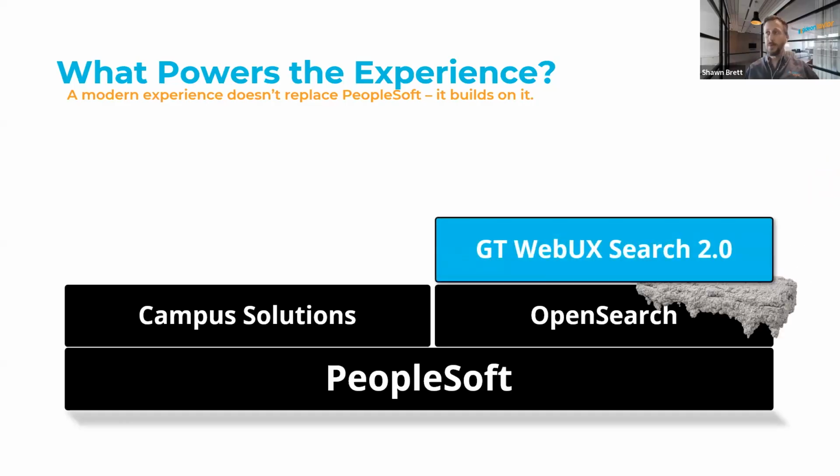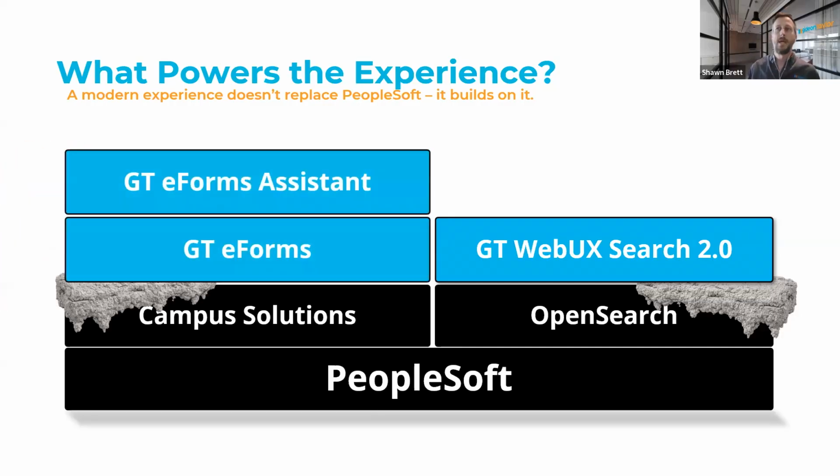So on top of OpenSearch, we implemented GT WebUX Search 2.0, which is responsible for the interface on the search side of things for people to be able to find their courses. It also leverages those direct connections to Campus Solutions to pull in any real-time information that we needed. In Campus Solutions, we had GT eForms to take care of the actual checkout process, from registering brand new people, checking their cart, checking for holds and errors and those sorts of things, and then taking them all the way through payment and their third-party payment gateway.